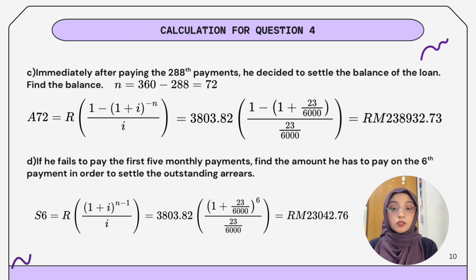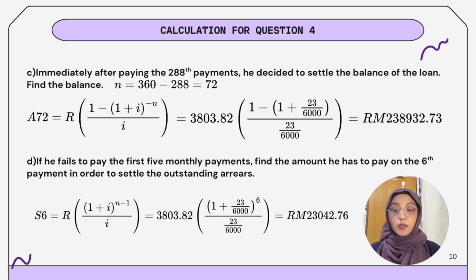For part C, Amir has a 30-year housing loan, which means he must make 360 monthly payments. By the time he reached the 288th payment, he still has 72 payments left. The question asks us to find the remaining loan balance if Amir decided to settle the loan immediately after paying the 288th payment. To calculate this, we use the formula for the present value of the remaining payments. We substitute the monthly installment, the monthly interest rate, and the 72 months left. After calculating, the balance is Rm238,932.73.